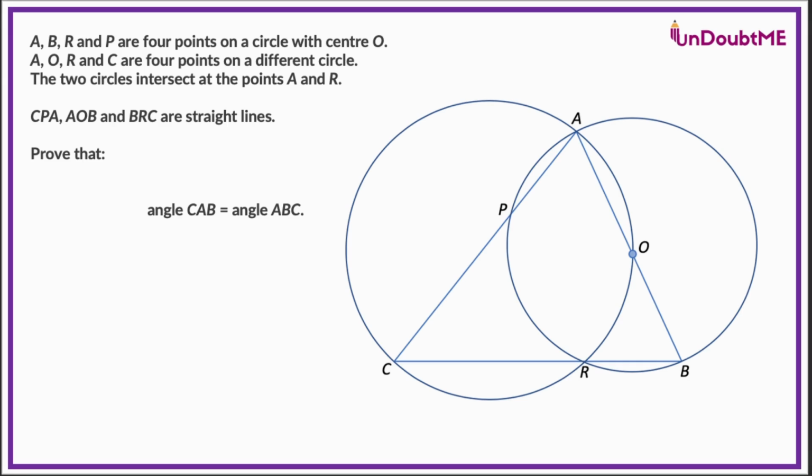In this question, they have given us that A, B, R, P are 4 points on a circle with center O. So we are talking about the right hand side circle, this one. A, O, R, C are 4 points on a different circle, as you can see in the diagram. Two circles intersect at points A and R. CPA, AOB, BRC are straight lines. Prove that angle CAB and angle ABC are equal.